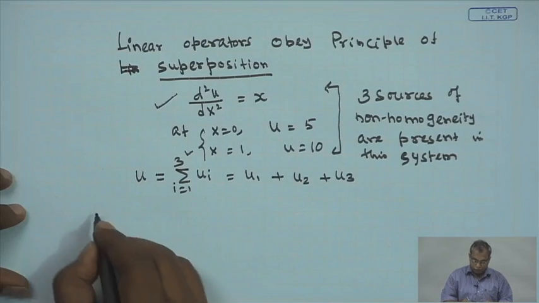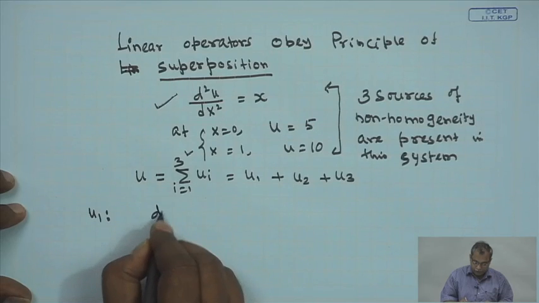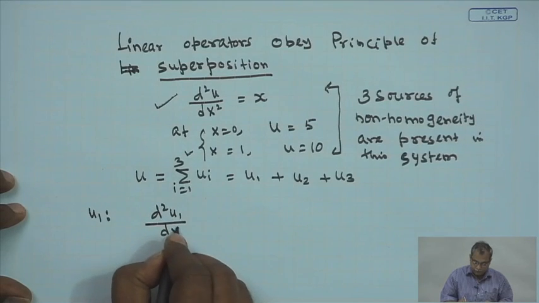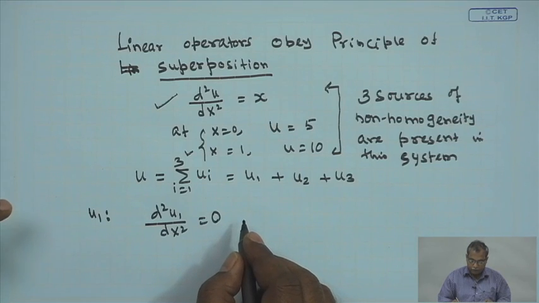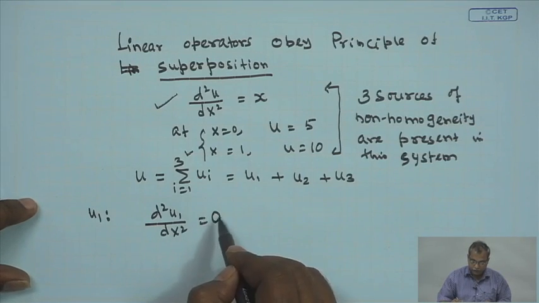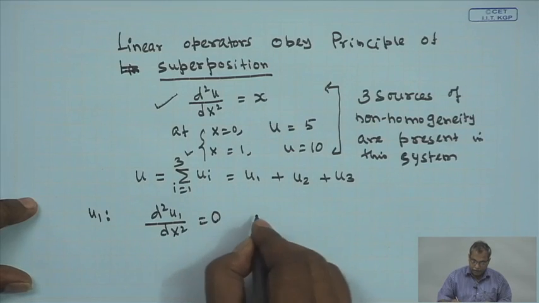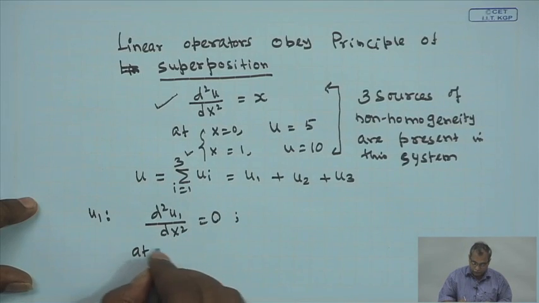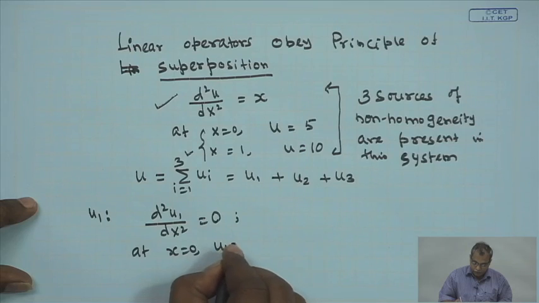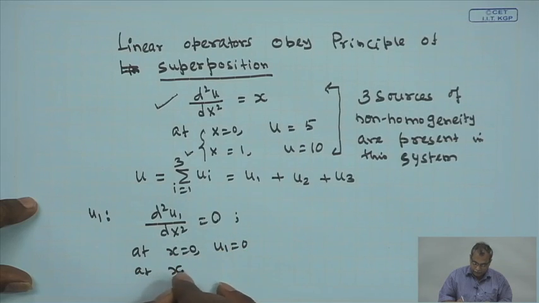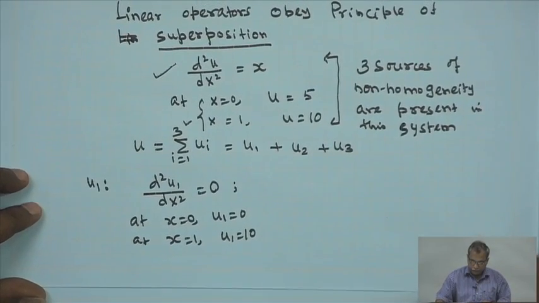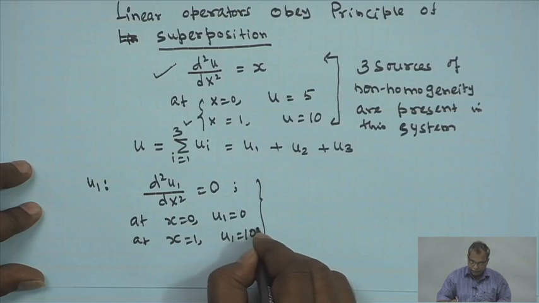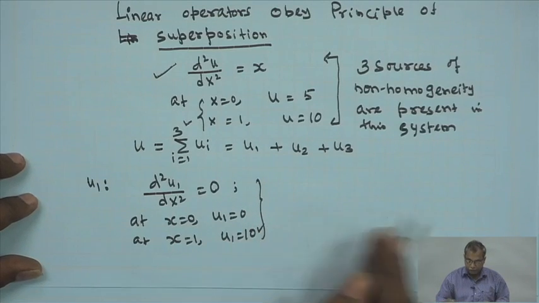So, what is the definition of u1? u1 will be d squared u1/dx squared equal to 0. In this case I force the non-homogeneity in the governing equation to vanish and one of the boundary conditions to vanish. At x equal to 0, u1 is equal to 0, and at x equal to 1, u1 is equal to 10. So, only one non-homogeneity is kept intact and the rest two are forced to be 0.